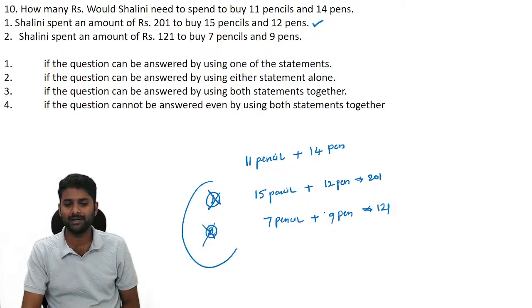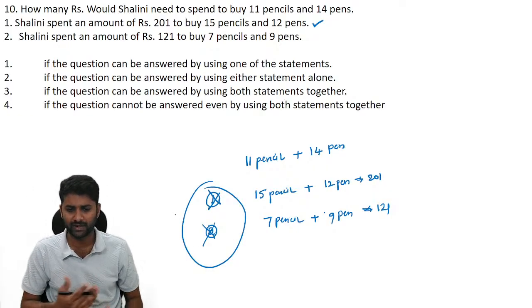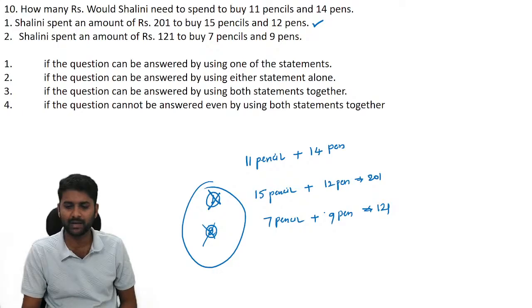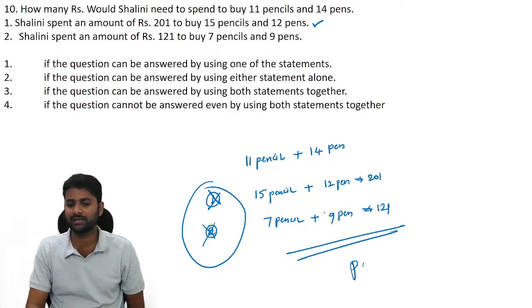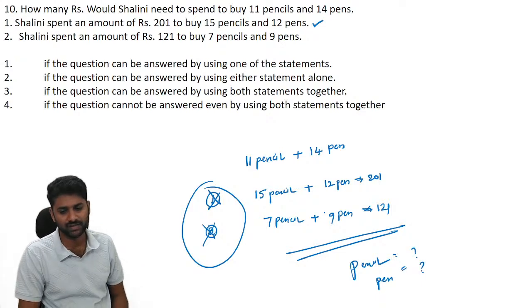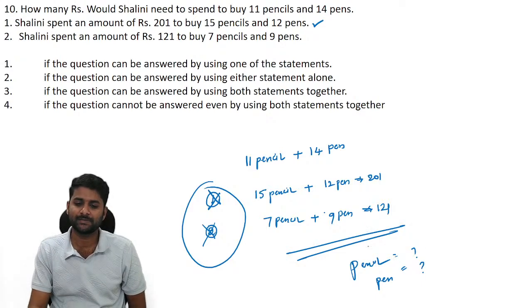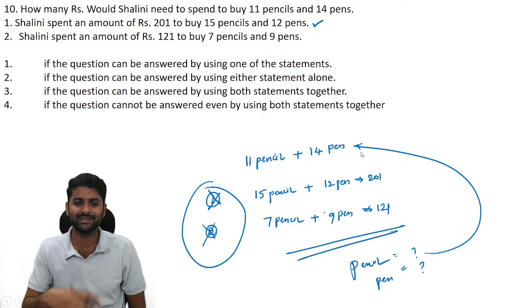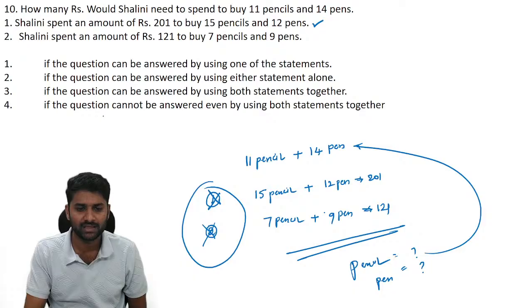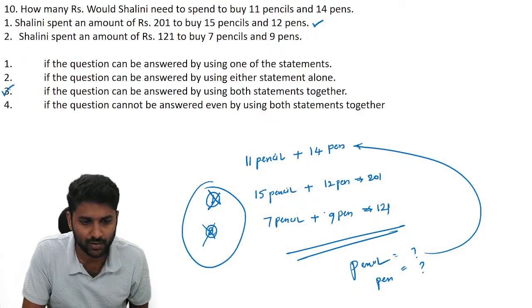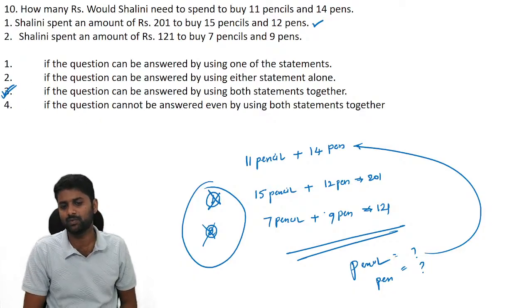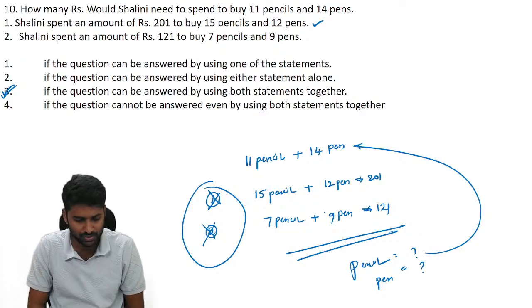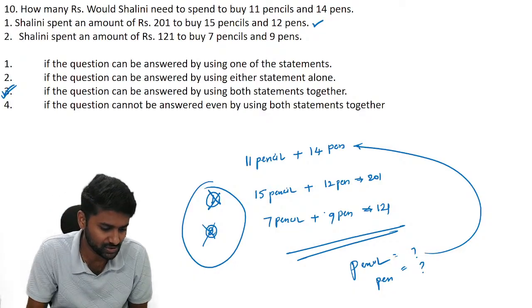But if you combine statements 1 and 2, after equating either the pencil data or the pen data, definitely you will get the price of the pencil and the pen. We don't want the number, but we are sure we can get the cost of each pencil and each pen. If you substitute these values in the above equation, you will get the result for the given question. That's why the direct answer is: the question can be answered by using both statements together. If you take the two statements, only then can you answer this question.